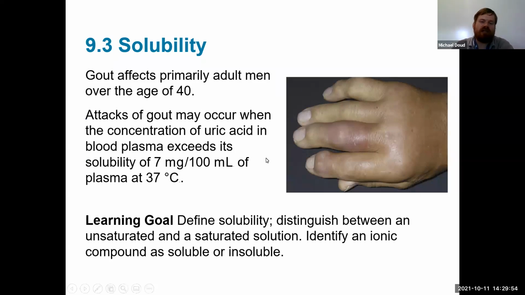So gout is an example of a condition that can occur if uric acid builds up in blood plasma to exceed its solubility of 7 milligrams per 100 milliliters. So if uric acid builds up in the bloodstream, it basically forms a solid. And again, that leads to very dangerous conditions, including gout.